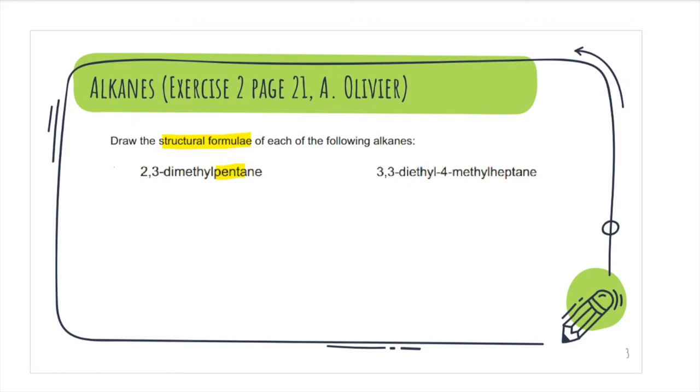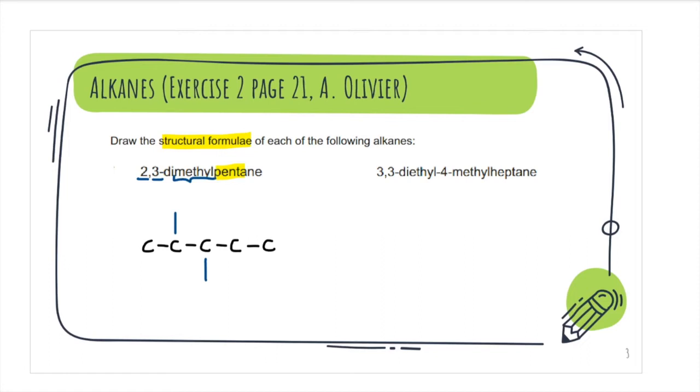Pent here means 5. Once we have drawn out the longest chain, which here contains 5 carbons, we can draw in the substituents. Here we only have methyl groups, but there are 2 of them. One that falls on carbon number 2 and the other falls on carbon number 3. If we start to number from the left-hand side, then this is carbon number 2 and this is carbon number 3. You can draw these methyl groups at the top or at the bottom of the carbons.